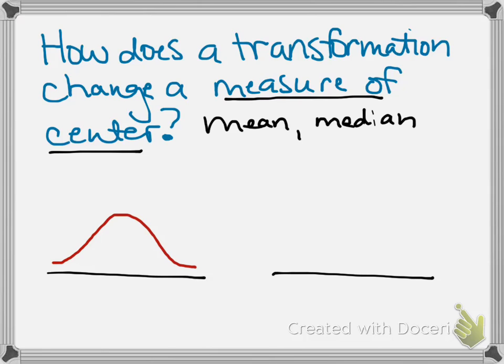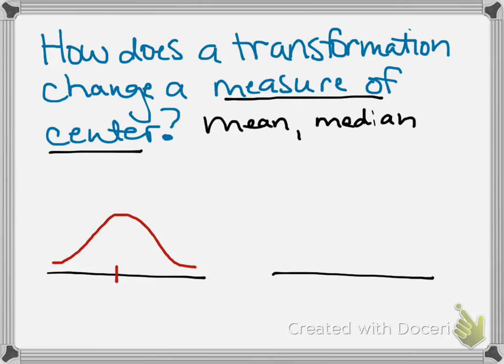And once we get into the chapter about the normal curve, you'll recognize that this is the general shape of a normal curve. So if this is our distribution, you'll notice it's approximately symmetric, and that means that our mean and our median are going to be approximately the same value. So they'll be about right there.